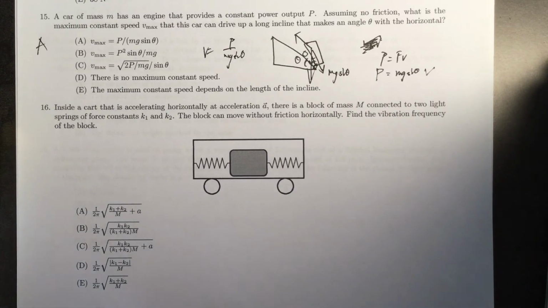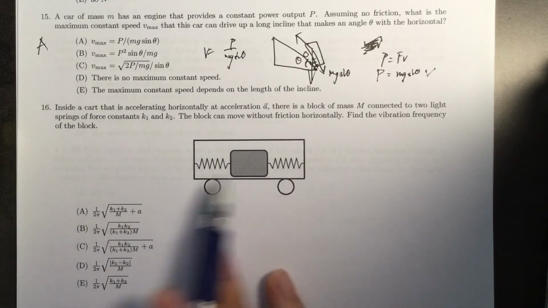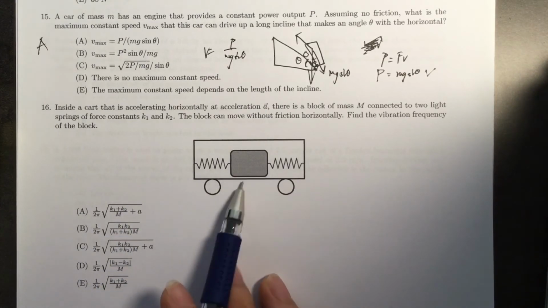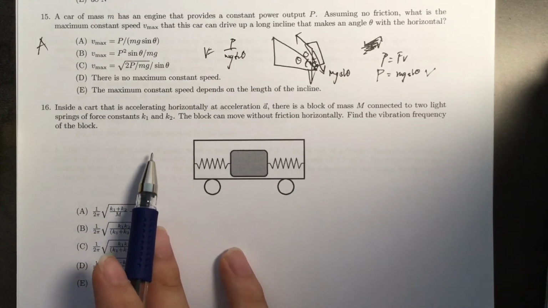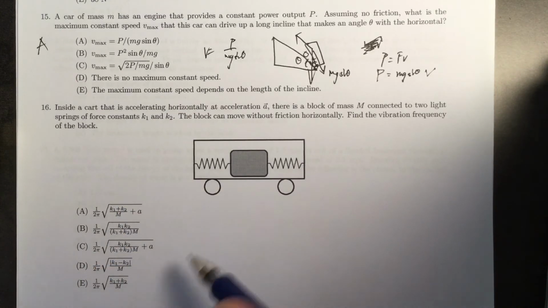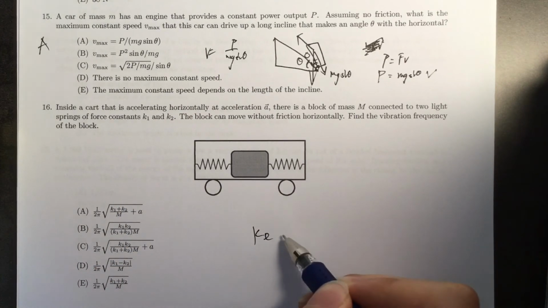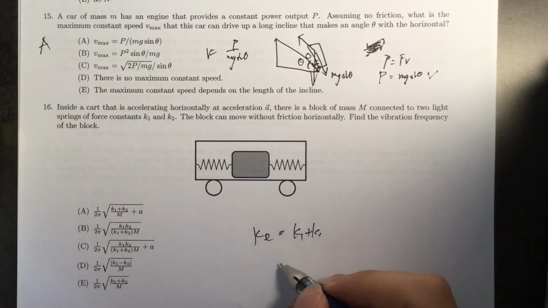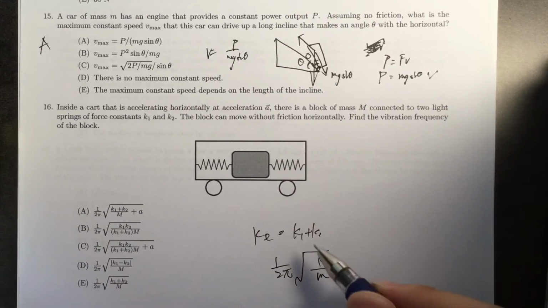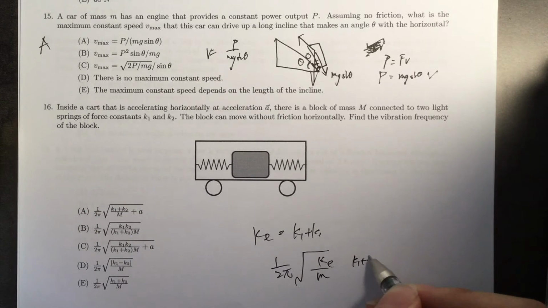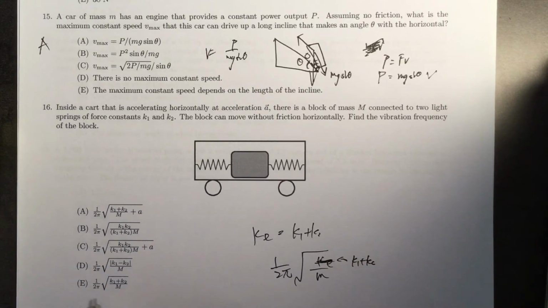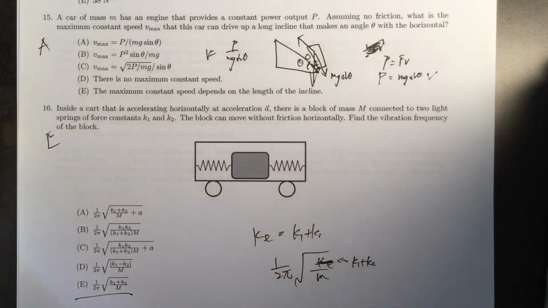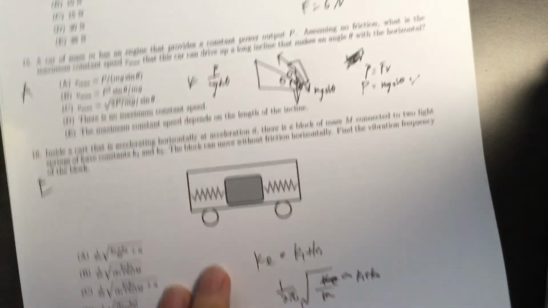What we need to know is these two springs are connected horizontally, so they're in a series. So their spring constant should add up. K equivalent will be equal to K1 plus K2. And we know the frequency equation for the spring is equal to 1 over 2 pi square root of K over m, right? So K equivalent is now equal to K1 plus K2. We plug it in, we find this equation. So 16 is equal to E. No, E is the answer.